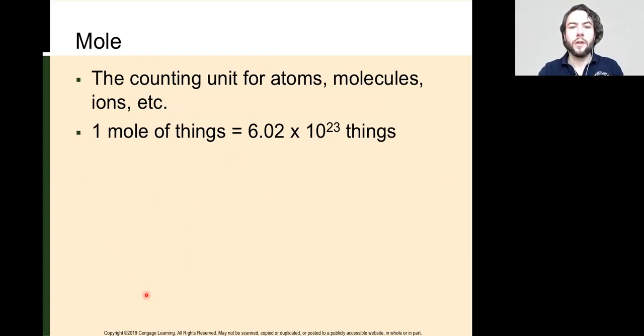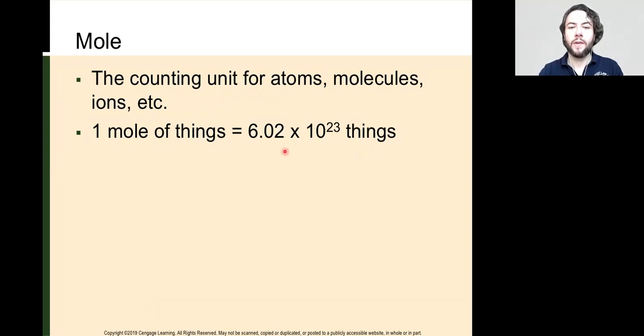So it is the counting unit for atoms, molecules, and ions. So you can have a mole of atoms, you can have a mole of molecules, and you can have a mole of ions. A mole has a specific number. It is 6.02 times 10 to the 23 of those things, like atoms, molecules, or ions. This number has a special name as well. It's called Avogadro's constant. You may have come across that word before. If you haven't, you've got a new word.